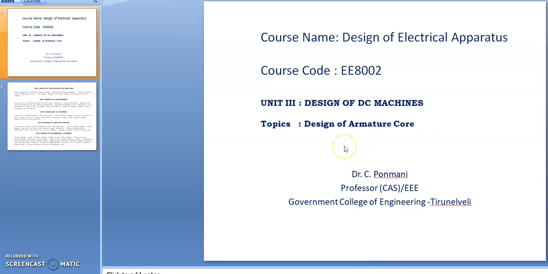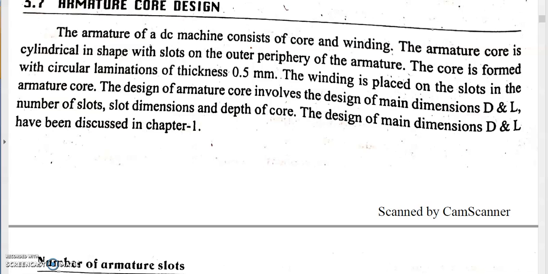Welcome to this video lecture on design of armature core from third unit design of DC machines in the subject design of electrical apparatus. So armature core design includes the design of main dimensions, diameter and length of the armature D and L, number of armature slots, slot dimensions and depth of armature core. Already we have completed the design of main dimensions, diameter and the length of the armature D and L.